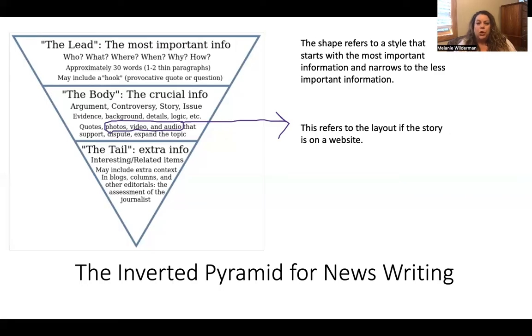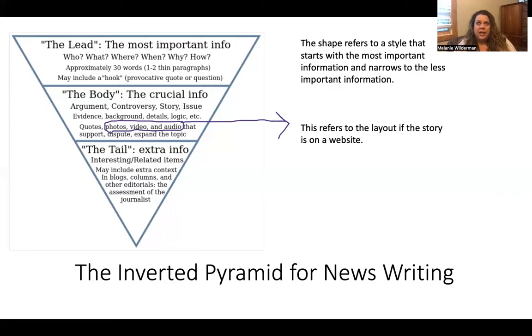It needs to include a hook of some kind, right? Something that hooks the reader. It's the reason the story is being written now. So you have your lead at the top of the inverted pyramid, most important information. Then you're going to move on to the body of the basic news story.